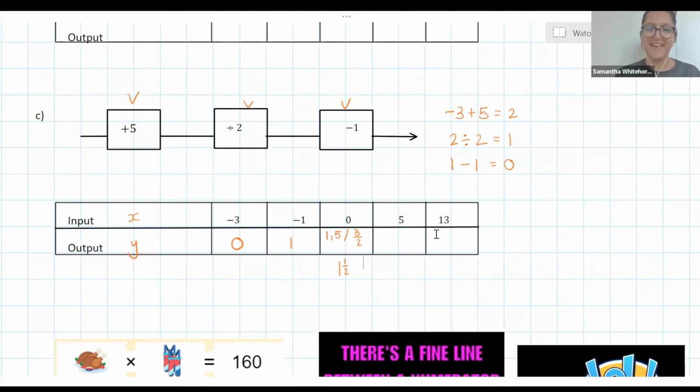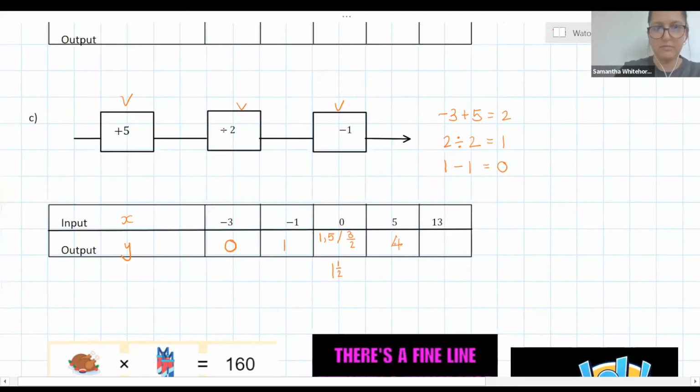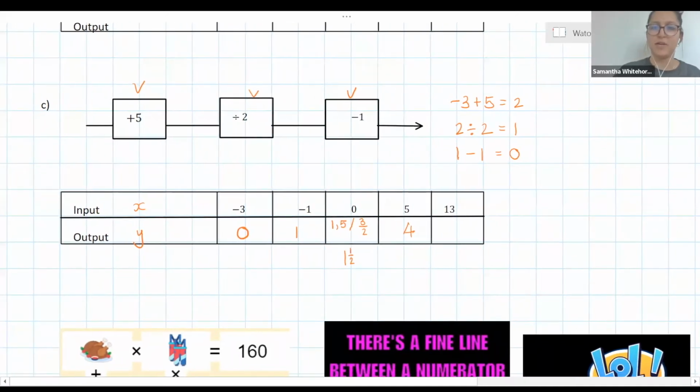Leoborna, do you want to give us the next one? Yes, ma'am. The answer is 4. Okay, walk us through it. I added 5 to 5, and then I got 10. Good. Then I divided 10 by 2. Then I got 5, and then I minused it by 1, giving me 4. Excellent. Well done, Leoborna. Thank you, ma'am.